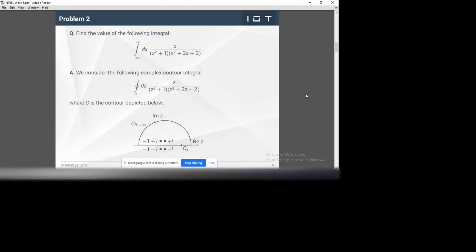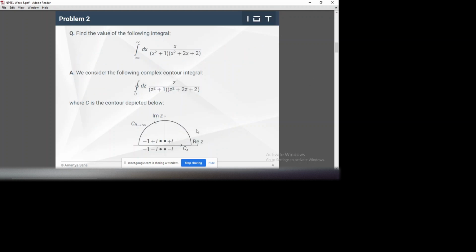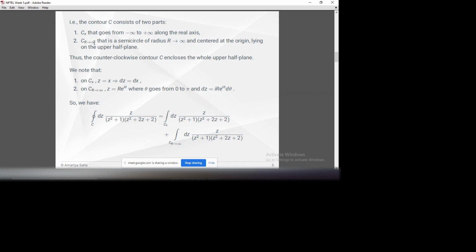Okay, so here I will discuss this contour. As I said, Cx goes from minus infinity to plus infinity along the real axis. This is the part of the contour that lies along the real line, Cx. And this C_R at infinity is the semicircular arc. It is a semicircle of radius r going to infinity, centered at the origin.